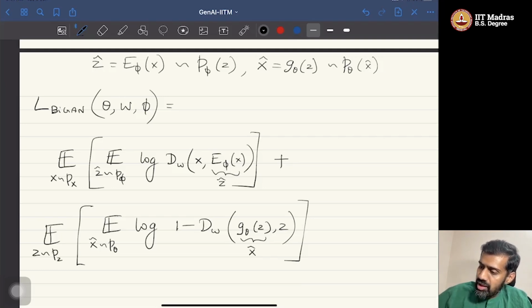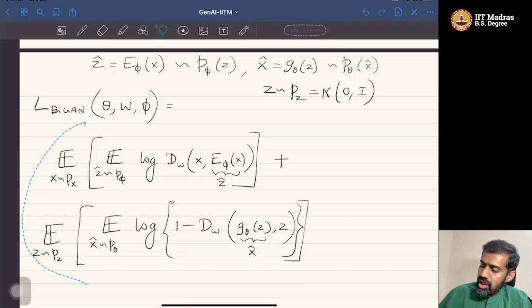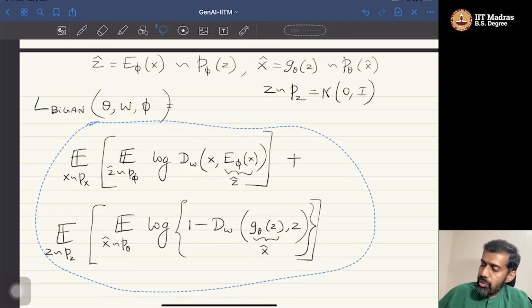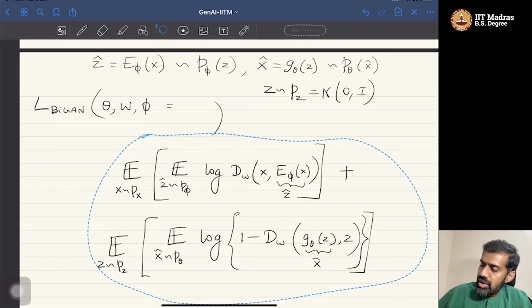Now what is p_z? z is sampled from p_z, which is equal to normal(0,1), in our case mostly. So this is the loss function that is used in a bidirectional GAN. Now what happens is that this entire loss function, and what is the optimization problem that we would be solving here?